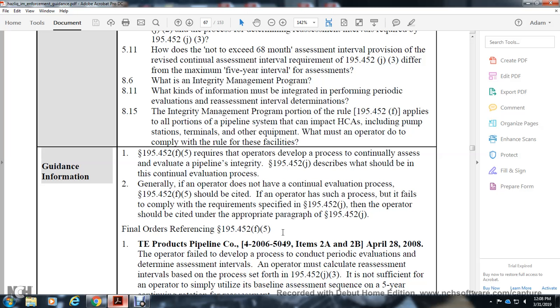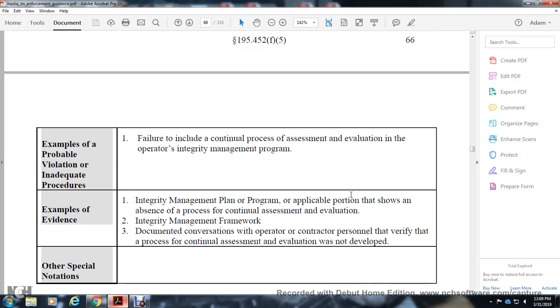Describe the continual evaluation process in general. The operator does have the continual evaluation process of 195.452(f)(5) and it should be set for the operator. The operator should be cited if the process failed to comply with the requirements of 195.452(j). Final order is referencing that requirement.